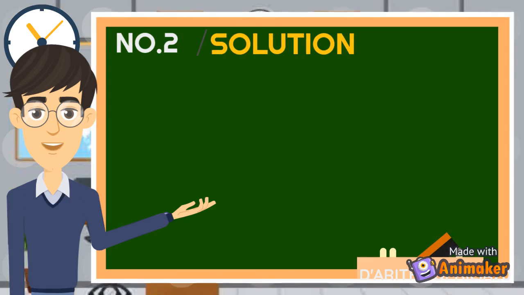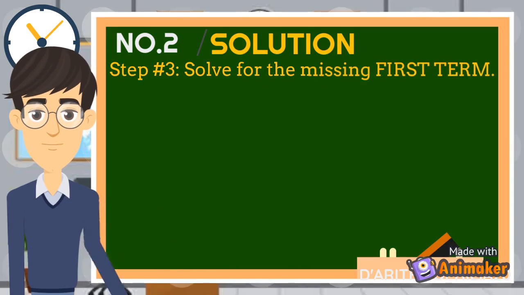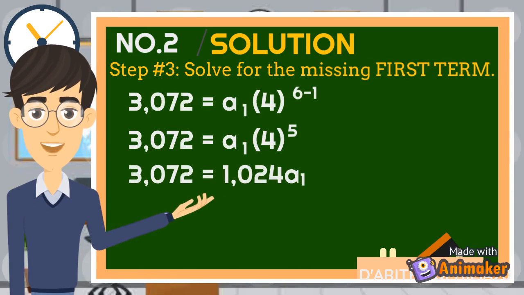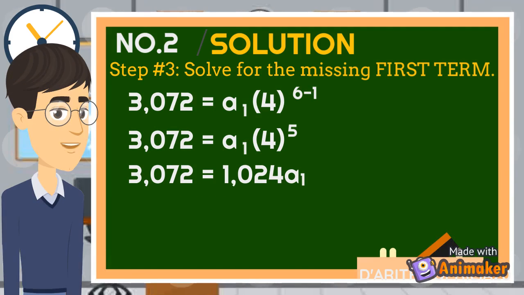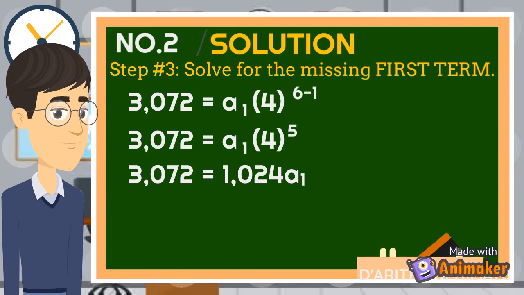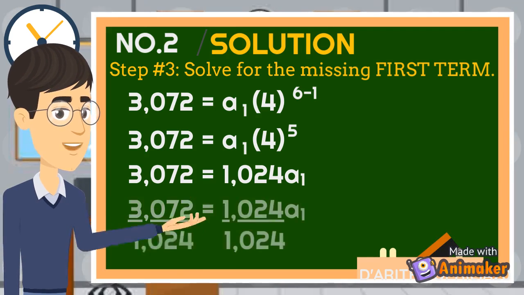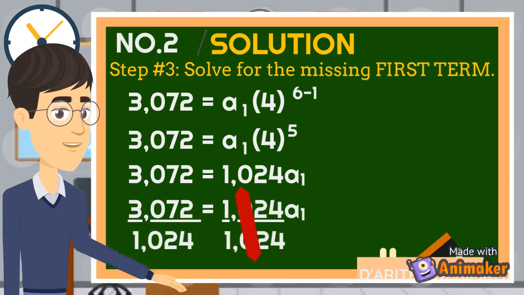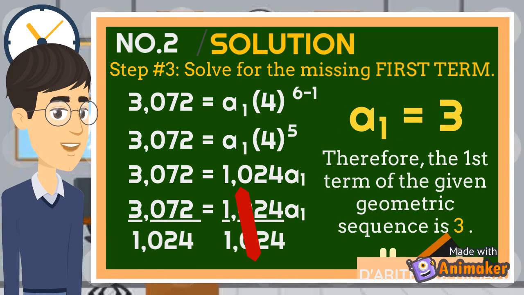This time, let us now proceed to our final step, that is to solve for the missing term. Simplifying the substituted formula, we can obtain 3072 equals 1024 a sub 1. Note that 1024 comes from 4 raised to 5, or that is multiplying 4 by itself 5 times. To get the value of a sub 1, we will divide both sides by 1024. Therefore, the first term of the given geometric sequence is 3.